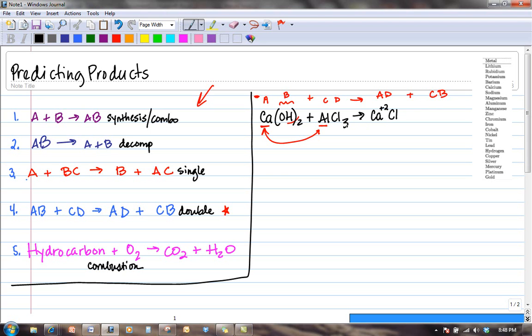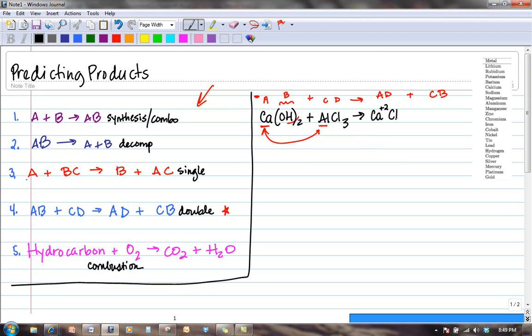Notice that I did not carry over this subscript of 3. And the reason why is because chloride is not a polyatomic ion. You only carry over the subscripts for polyatomic ions like nitrate, which is NO3, or sulfate, which is SO4. Chloride is none of those, so I do not carry over the 3.